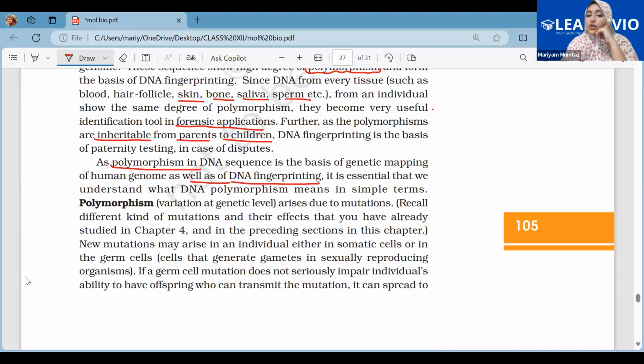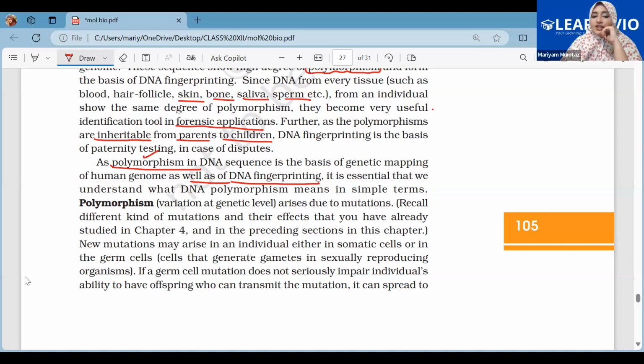Whenever we do any kind of experiment, and we want to test something, there is a basis of our testing, right? If we want to see that basic proteins are present, we should know the characteristics of basic protein. So the same here, polymorphism is the basis of DNA fingerprinting.